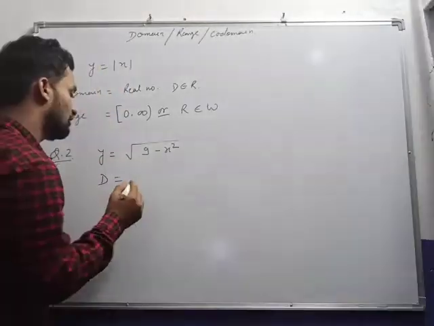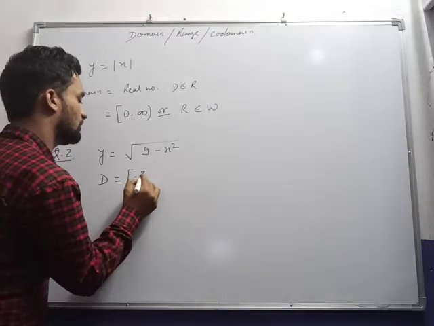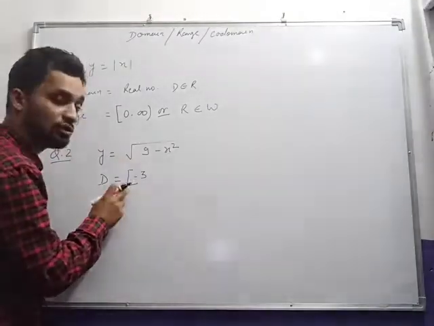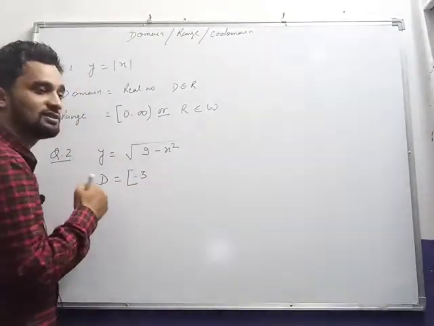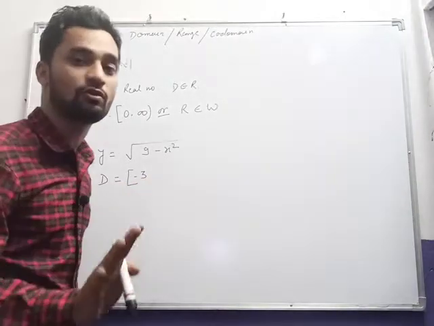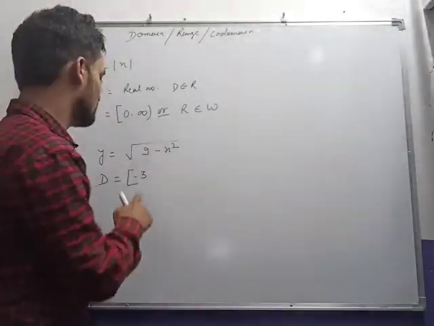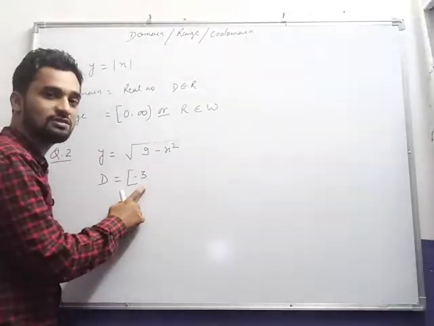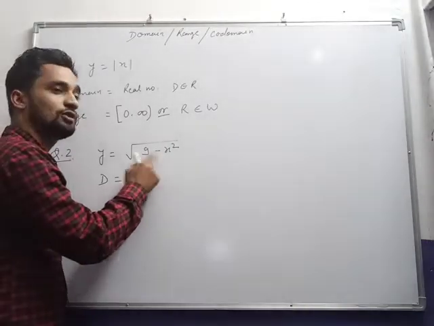So that one value at least we got, we can go up till -3, and I am putting a closed bracket because beyond this -3 we cannot go, we cannot take the value. So this will be the least value which is applicable for this function.